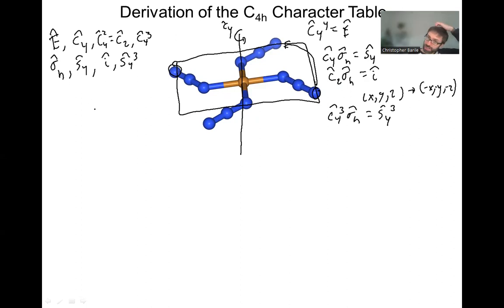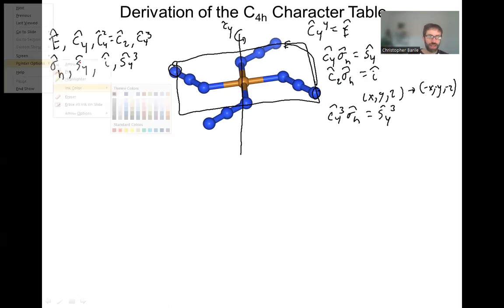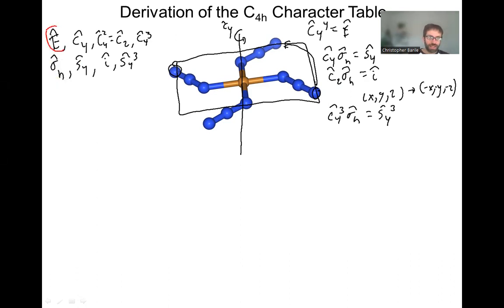And then you have the question of, so all right, we have 1, 2, 3, 4, 5, 6, 7, 8 different operations here. How do we organize these into classes? Identity and inversion are always in a class by themselves.